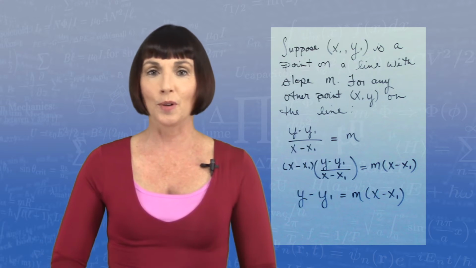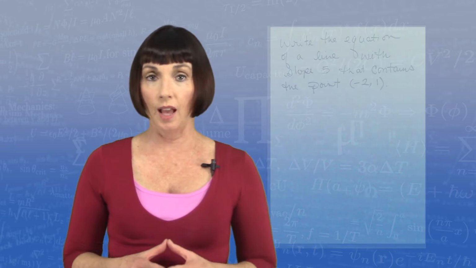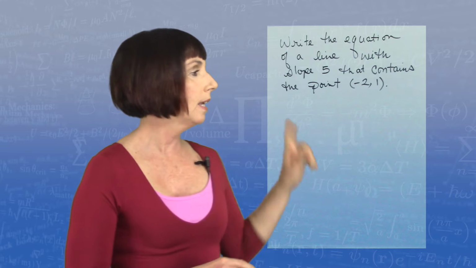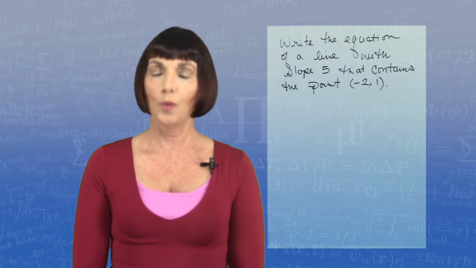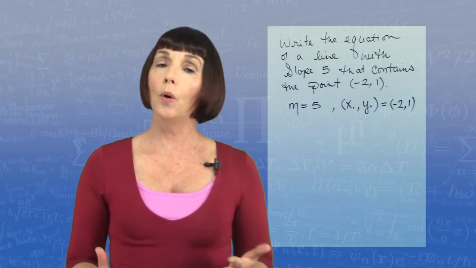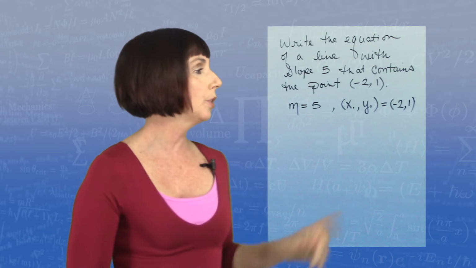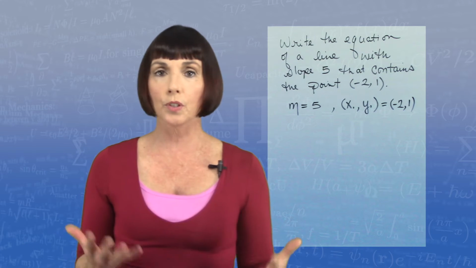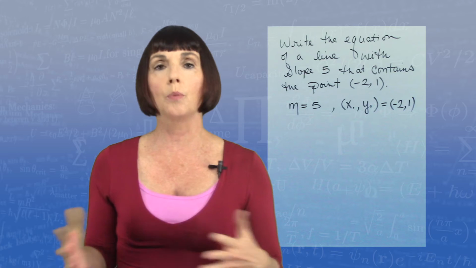It's very straightforward. Let's do an example. Find the equation of a line in point-slope form with slope 5 that contains the point (-2, 1). Okay, so our slope m is equal to 5, and our point (x1, y1) is equal to (-2, 1). So now all we have to do is plug those values into our point-slope form.